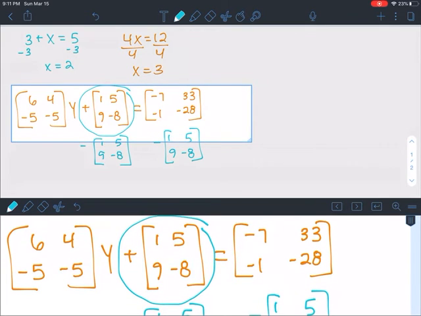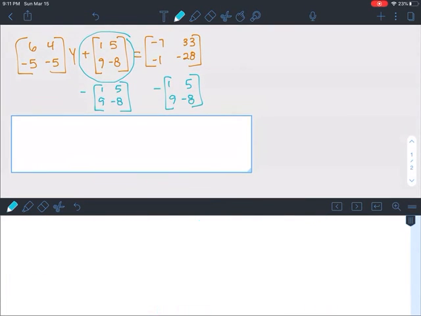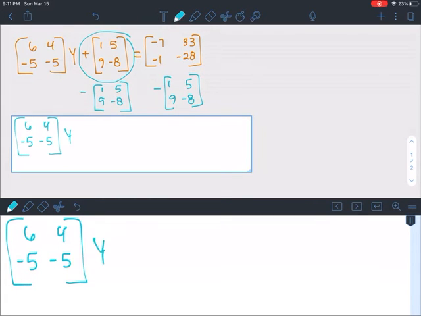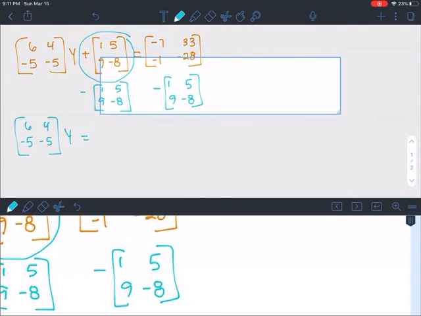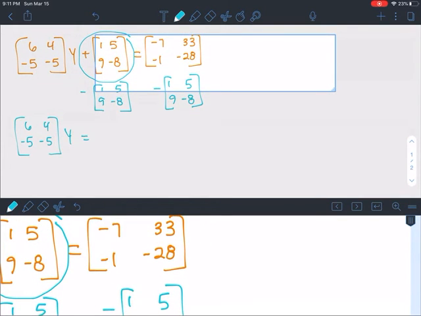So when I do that, we know how to subtract matrices. This first part stays the same. So I still have 6, 4, -5, -5 as my matrix being multiplied by that variable y. And it equals, now I just need to figure out what these two equal when I subtract them.